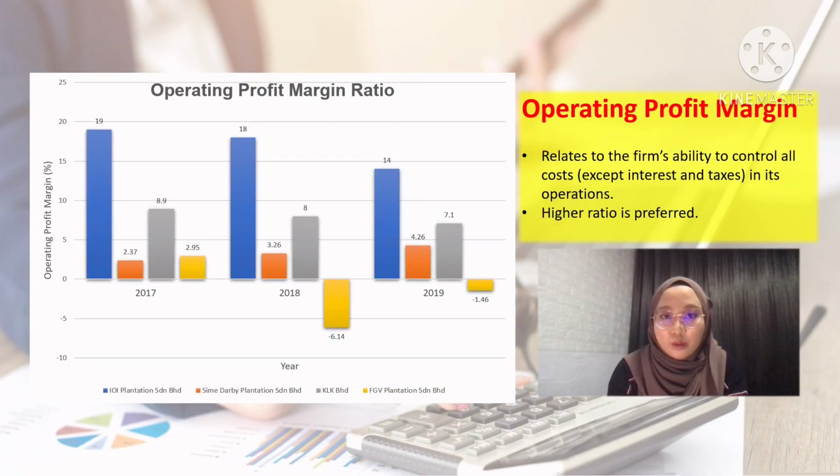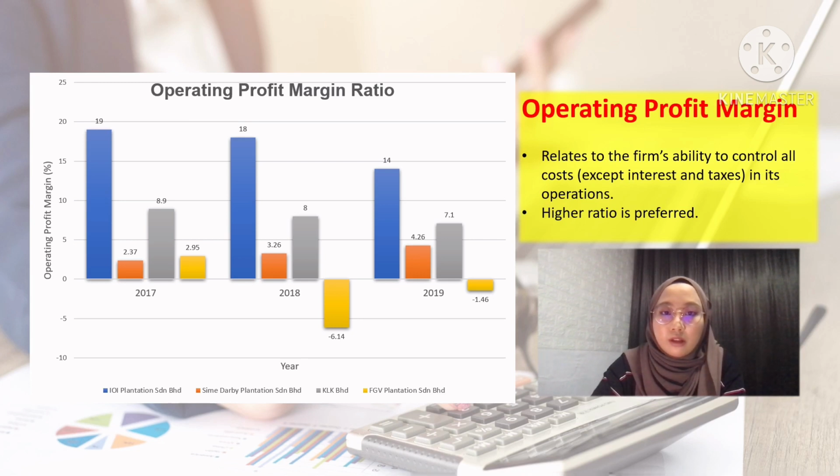First, let's look at the operating profit margin. Operating profit margin relates to the firm's ability to control all costs except interest and taxes in its operation. A higher ratio is usually preferred. By looking at the graph, in year 2017, IOI Plantation generated the highest operating profit margin as compared to the rest. KLK Berhad comes second, followed by FGV Plantation and Simdarbi Plantation.